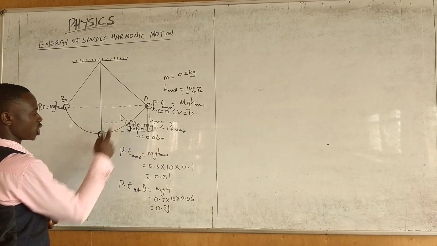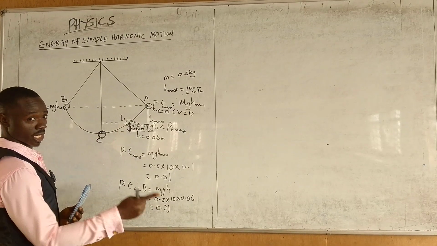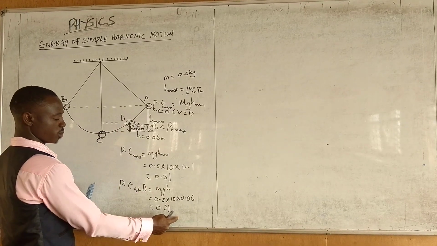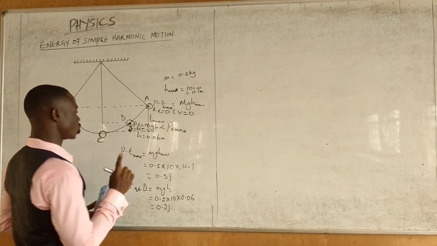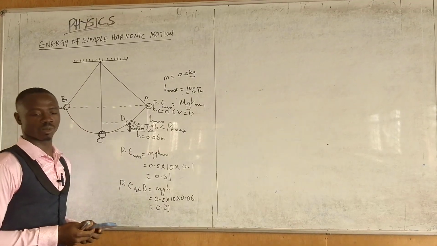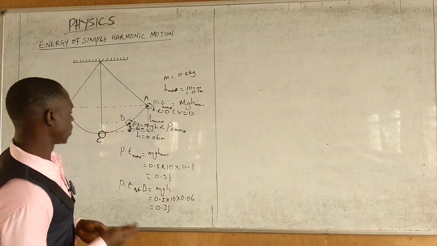So who can suggest what the kinetic energy here is going to be? Your guess is as good as mine. That's 0.5 minus 0.3, which is 0.2 joule. But what is the proof for that? Can we prove that? Okay, let's prove that.